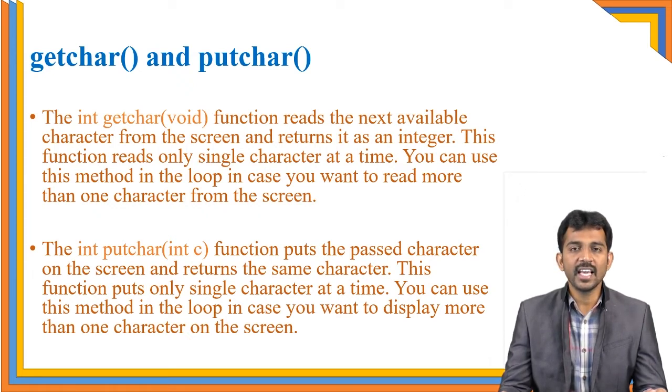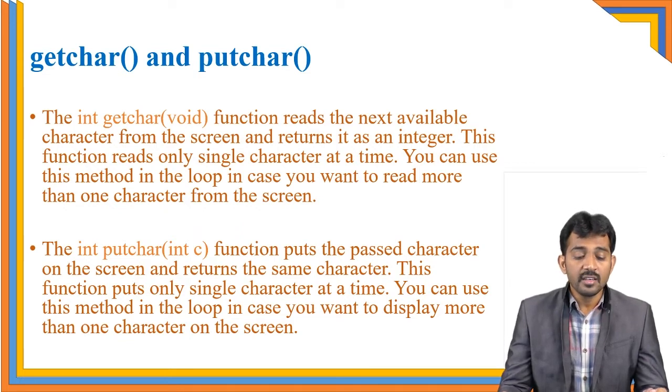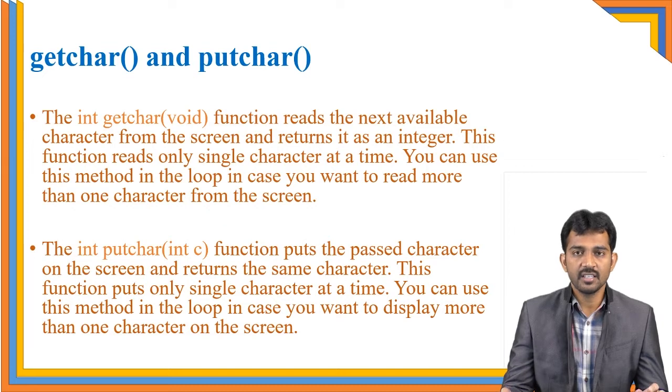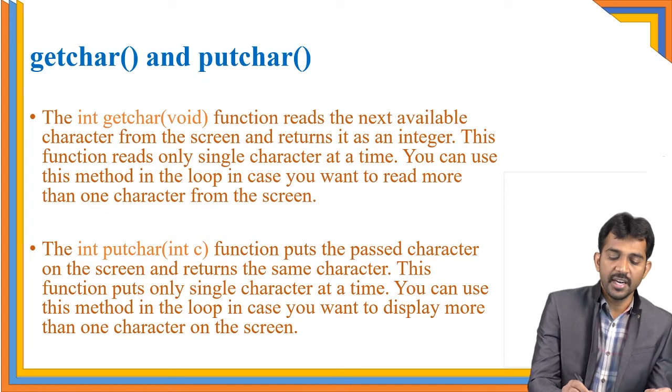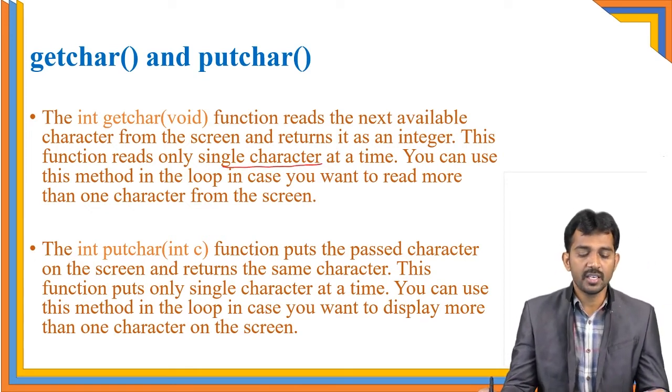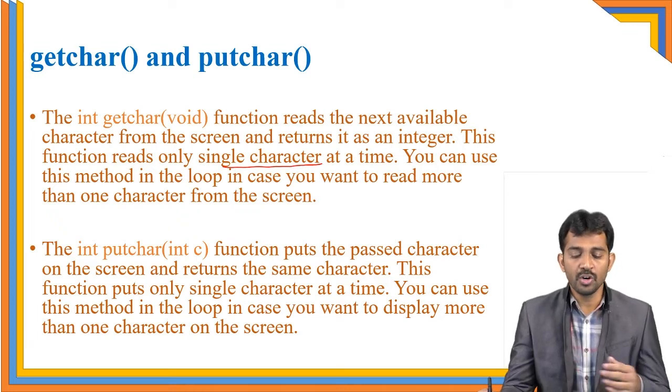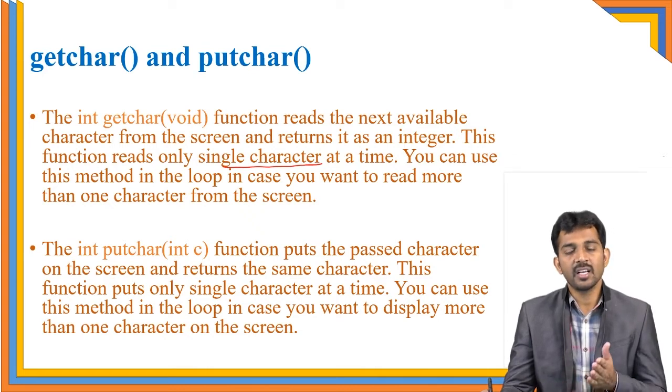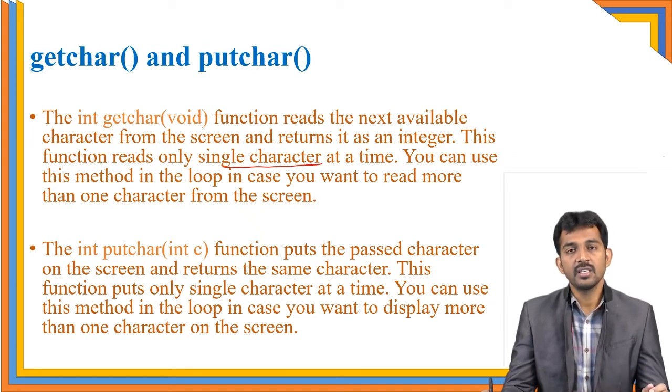Observe clearly here, the getchar is going to read a character from the input. The getchar function reads the next available character from the screen and returns its integer, right? This is a function that reads only a single character at a time. Please note this. You can use this method in a loop in case you want to read more than one character, until the null character or a space, right? By using this getchar method, you can read all the characters.